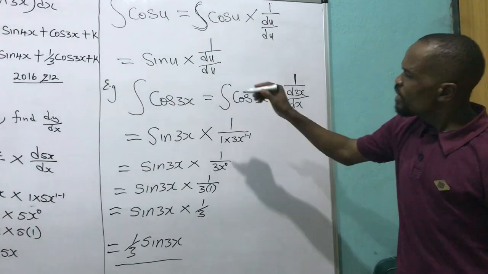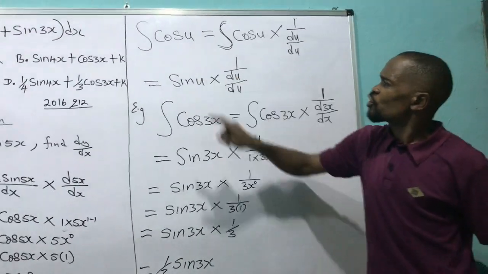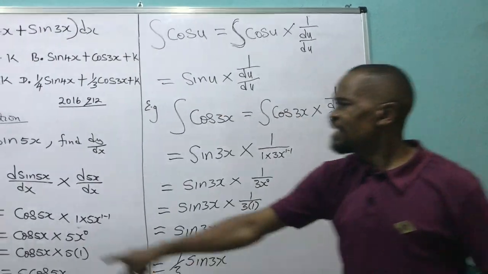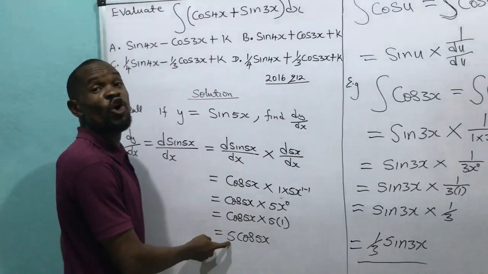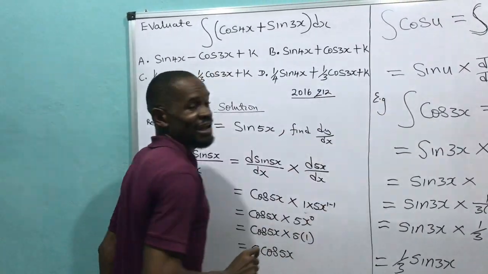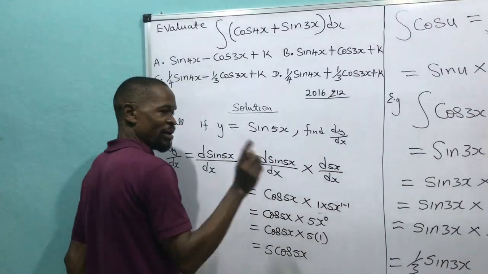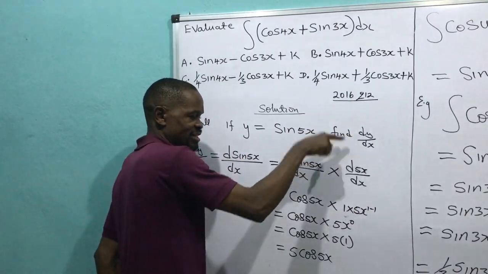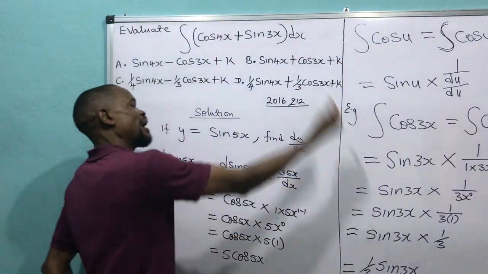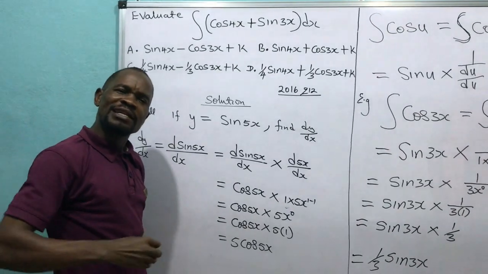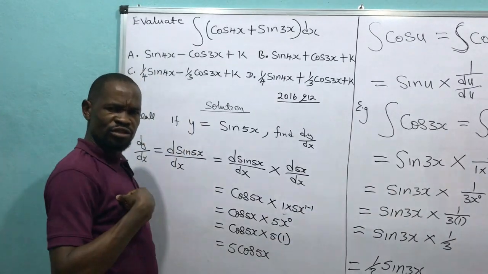So now, if I integrate cos, it will give me sine. When I differentiate sine, it will give me cos. When I integrate cos, it will give me sine. If I differentiate sine, I will get cos. Then when I integrate cos, I return it to sine. You remember that differentiation is destruction, while integration is restoration.